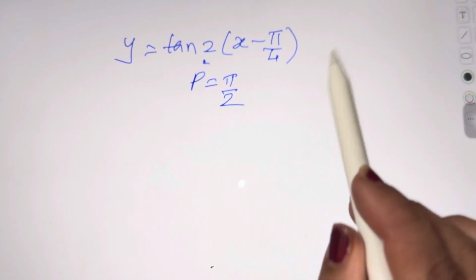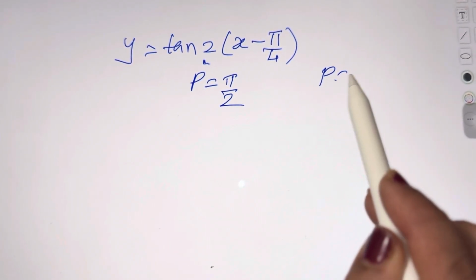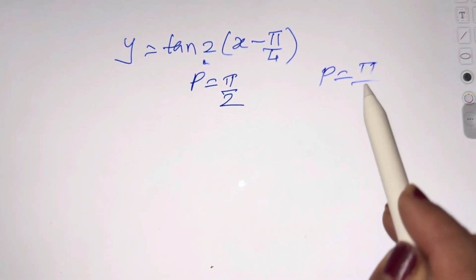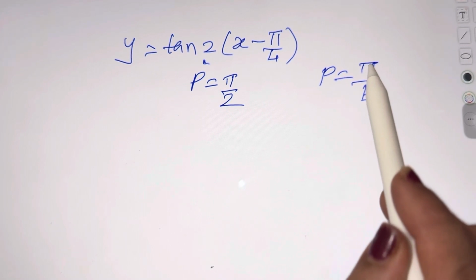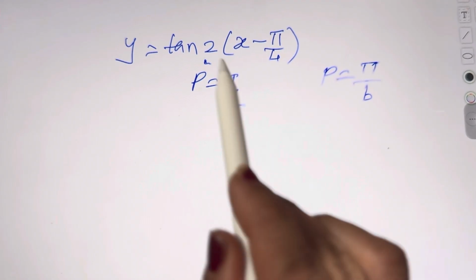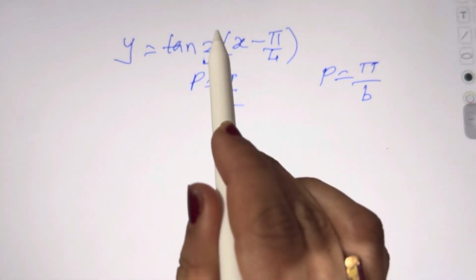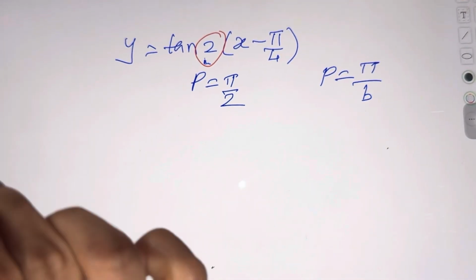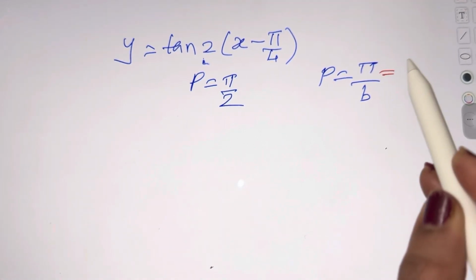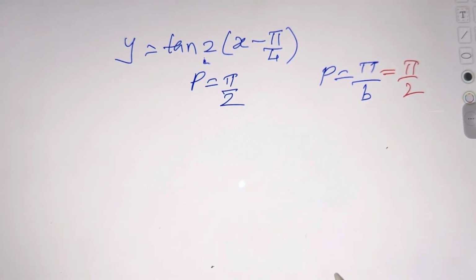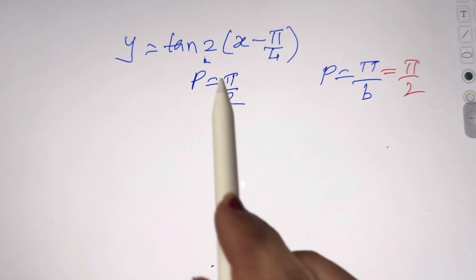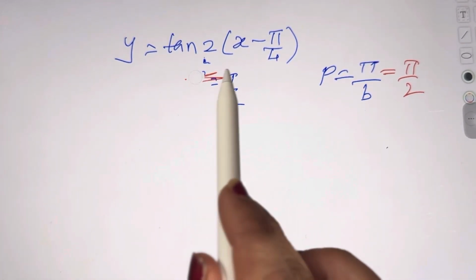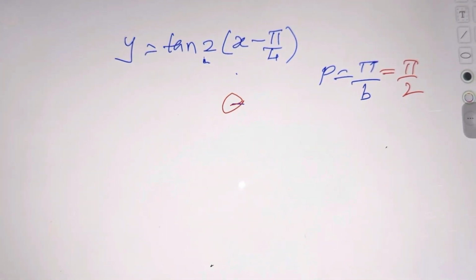I like to do it by the formula. So what is the formula? Period is equal to pi over b. Why am I taking pi here? Because we are doing the tangent function whose parent function period is pi. And what is b here? This 2 is b. So b is 2. If I do pi over 2, you get the period as pi over 2. You can always use the formula. Now I know what my period is and I can see my function.